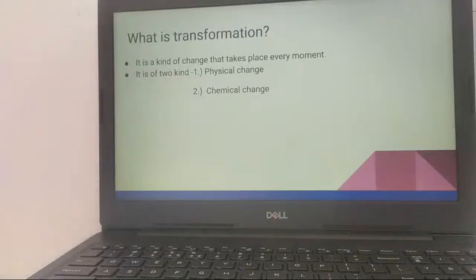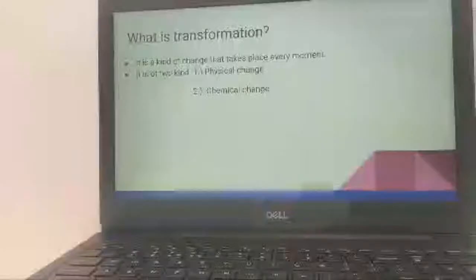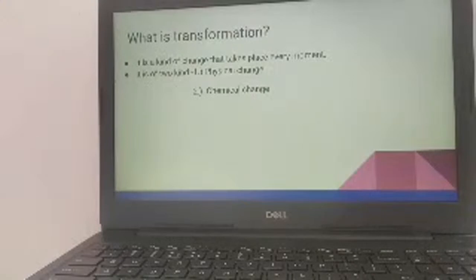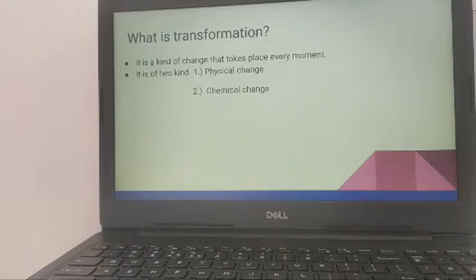Then another example is burning of paper or wood. What happens when paper burns? Actually, paper or wood are made of a substance called cellulose, and it is the cellulose that burns. And while burning, it forms two new substances, that is carbon dioxide and water vapor. So in this change, we see that a new substance is formed. So we consider it a chemical change.